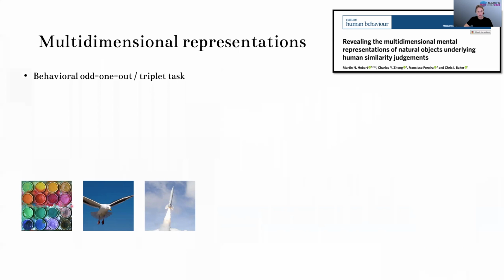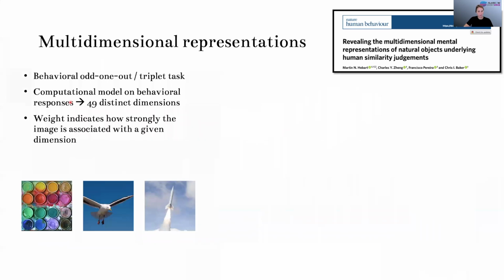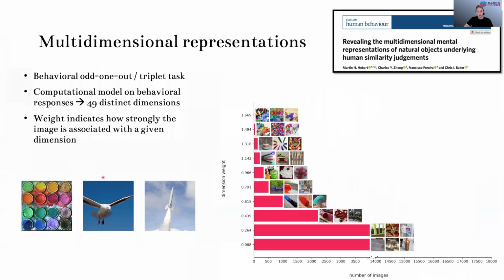Getting trials like this and these similarity judgments across many, many people and across many trials, they ran a computational model on these behavioral responses and found that there are 49 distinct dimensions that can capture this multi-dimensional representation. The weight on each dimension for each of the images indicates how strongly this image is associated with a given dimension. This, for example, is a distribution of one dimension. Here we have number of images on the x-axis, and the dimension weight on the y-axis. A high weight here means that these images are strongly associated with this dimension.